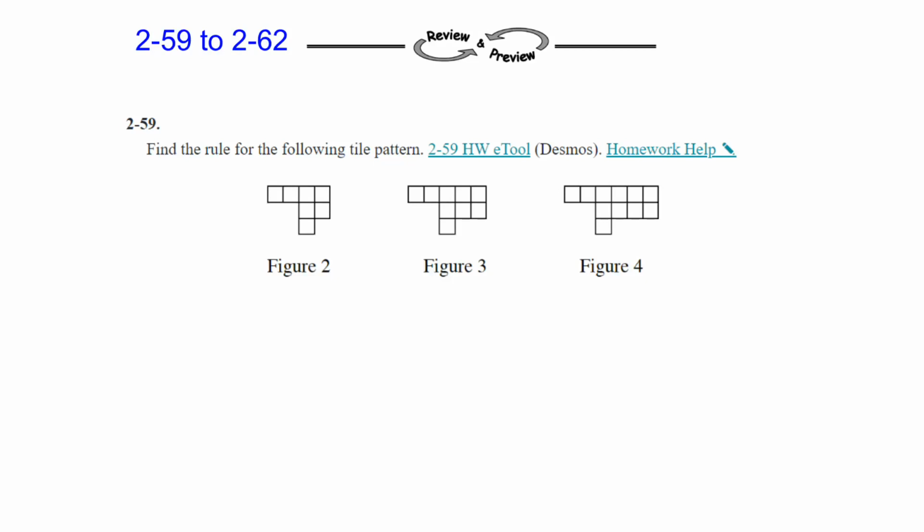Hello, welcome to Chapter 2, homework questions 59 through 62 in Core Connections Algebra. Question 59, find the rule for the following tile pattern. So you have figure 2, 3, and 4. Let's figure out how many tiles are in each of these.